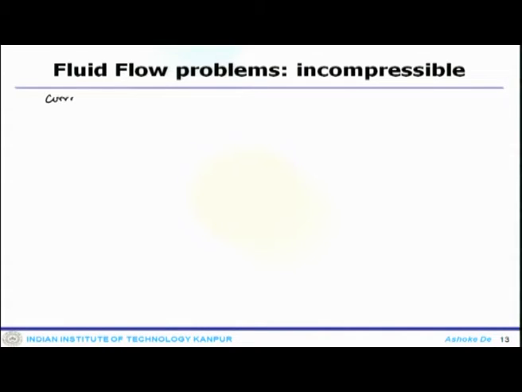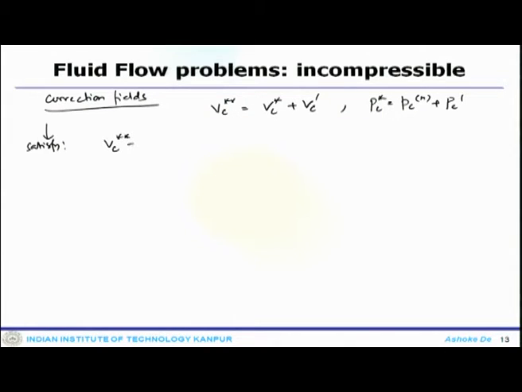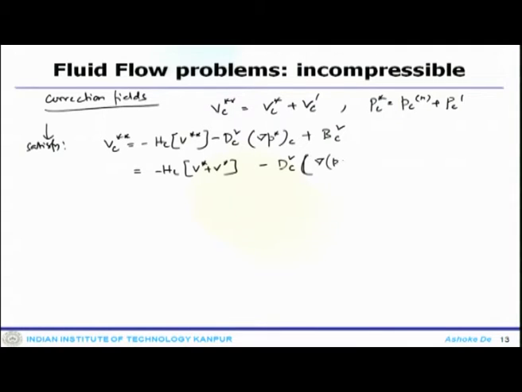So, the correction fields one can obtain as Vc double star equals to Vc star plus Vc prime and Pc star equals to Pc n plus Pc prime, and the corrected field will satisfy the equation Vc double star equals to minus Hc V double star minus Dc V delta P star C plus Bc V, which is minus Hc V star plus V prime minus Dc V delta P n plus P prime, which is C plus Vcb.